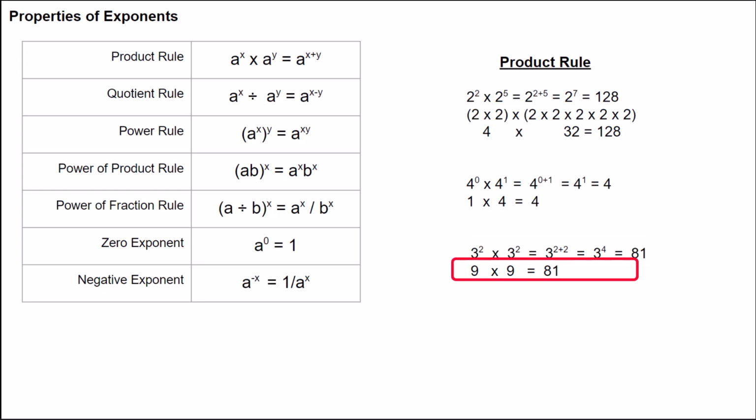In this case, we have 3 squared is equal to 9, times 3 squared, which is also equal to 9. So we end up with 9 times 9, which we know is equal to 81.